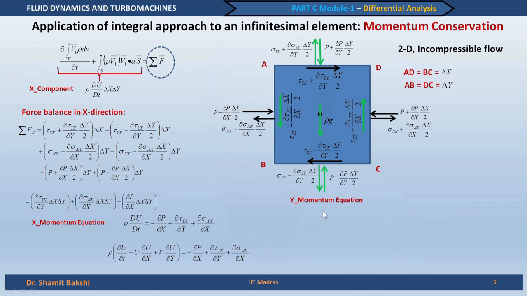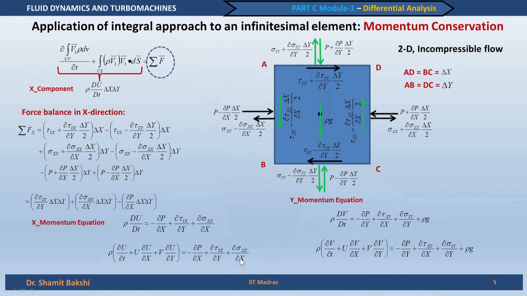Considering that, for the y momentum equation we get an equation like this. If you see, it is very similar to the x momentum equation, only u is replaced with v, and the derivative of pressure is with respect to y, which is understandable because we have considered the pressure variation in the y direction, and similarly for shear stresses and normal stresses. Additionally, we have the weight of the fluid in the control volume in this expression. So finally, this is our y momentum equation.